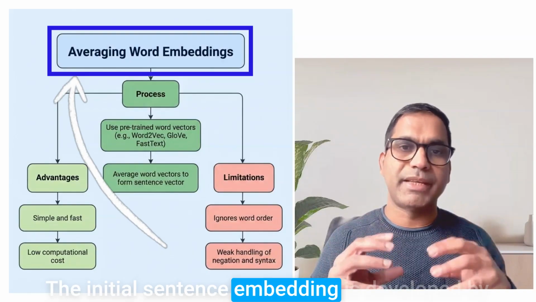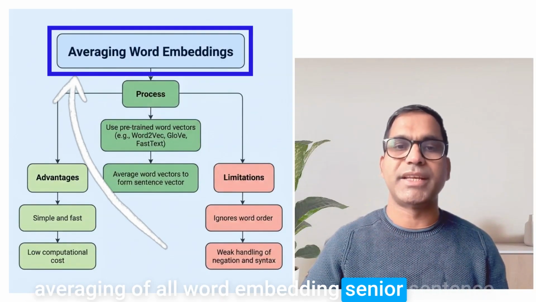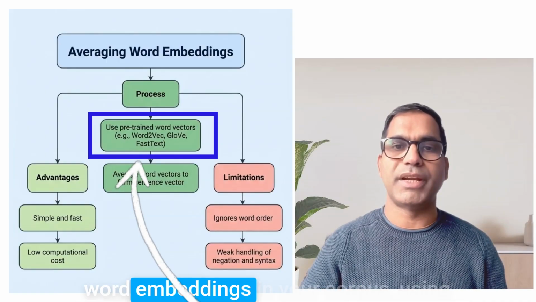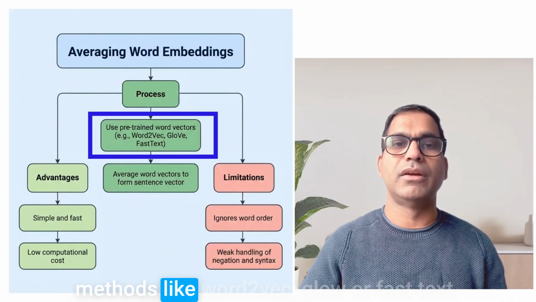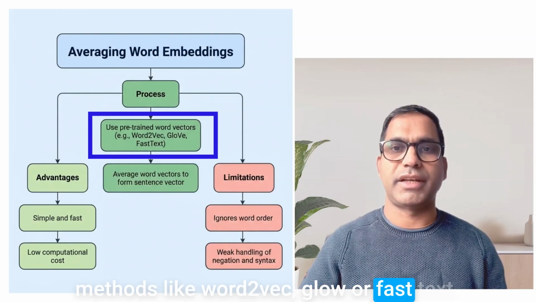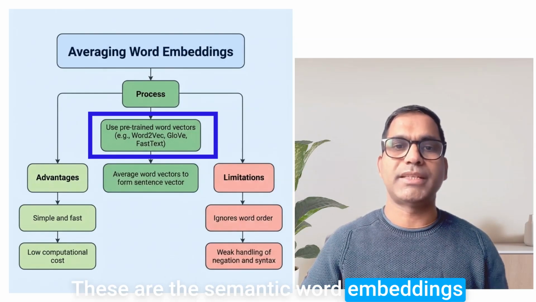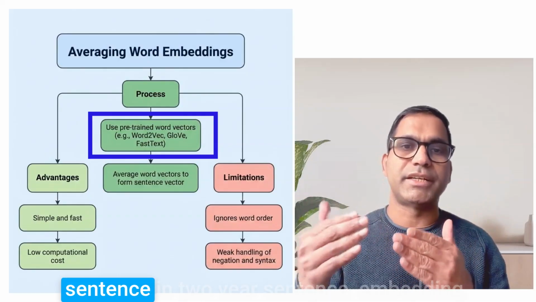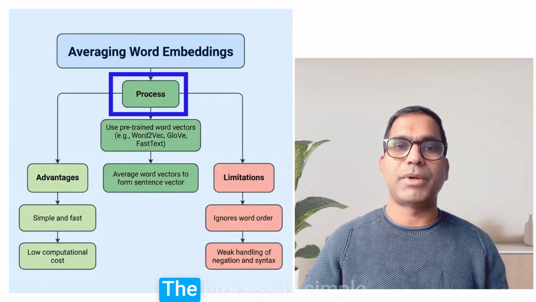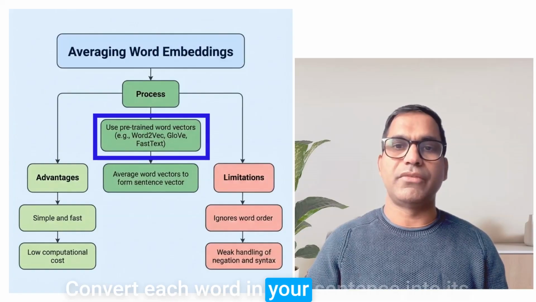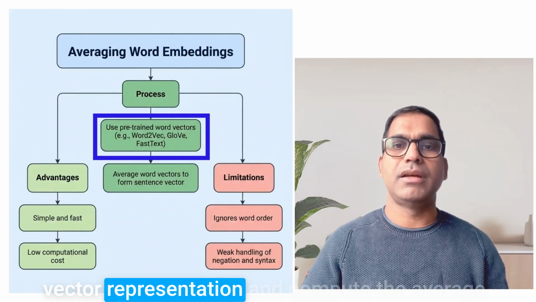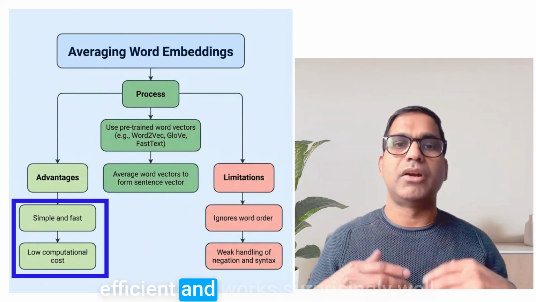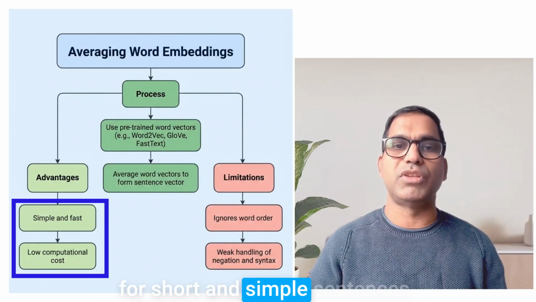The initial sentence embedding is developed by averaging all word embeddings in a sentence. The word embeddings could be either pre-trained word embeddings or fine-tuned word embeddings on a corpus using methods like word2vec, GloVe, or fastText. These are the semantic word embeddings developed from 2014 to 2017, which are used in converting words in a sentence into a sentence embedding. The process is simple: convert each word in a sentence into its vector representation and compute the average. This approach is computationally efficient and works surprisingly well for short and simple sentences.